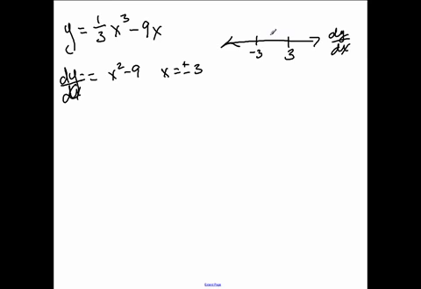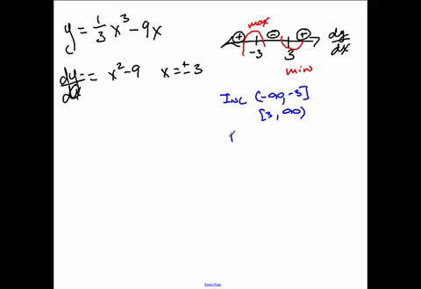alright, and we test our values. We have 0, we know this is negative, positive, and positive. Okay, so this is going to tell us that we have a maximum here again, and a minimum here. So we need to label those. And we can also state, it's increasing again from negative infinity to negative 3, and from 3 to infinity. But we know it's also decreasing from negative 3 to 3.